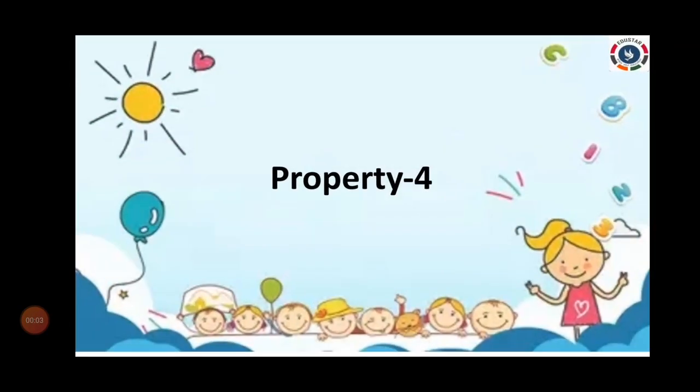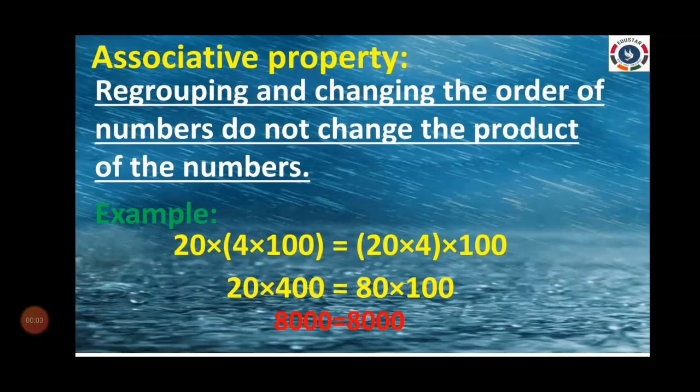Then property 4, associative property. Regrouping and changing the order of the numbers do not change the product of the numbers. For example, 20 into 4 into 100 is equal to 20 into 4 into 100. Here we make a group of the second and third number on the left side. Here the first and second number we make a group. So 20 you keep as it is. First you multiply inside the bracket. So 4 into 100, that is 400.